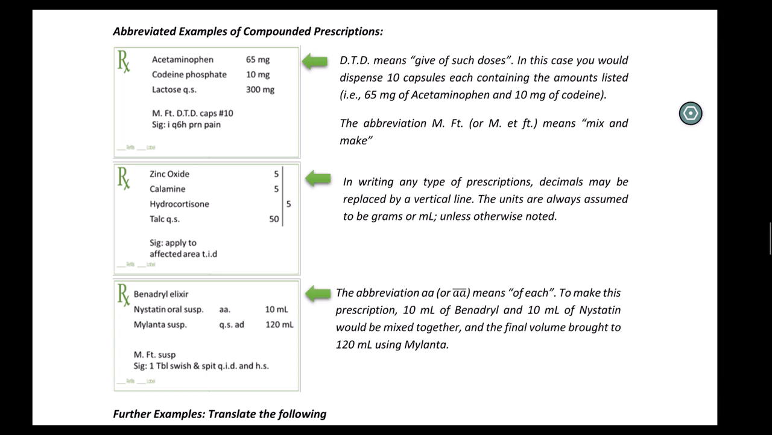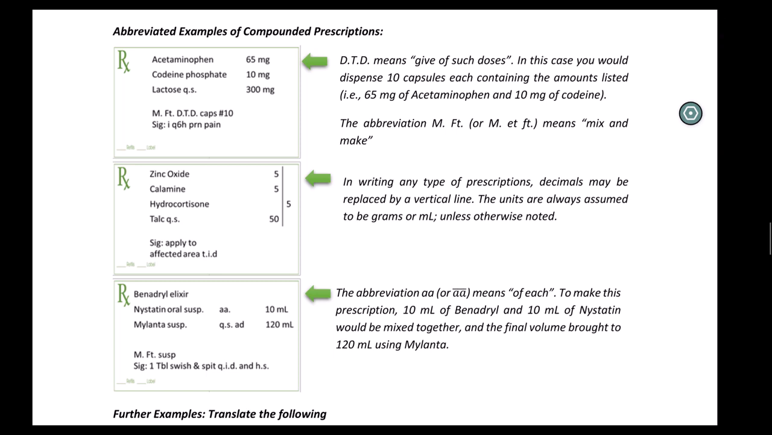The first one that you see right here is a way in which the compounded product is written. You'll see that it's written with the drug names, and then it's also written with the inactive ingredient lactose being given. And you'd have to look at that and interpret what's going on. This is where we look down here. We have this M.FT.DTD caps number 10. So what does that really mean?